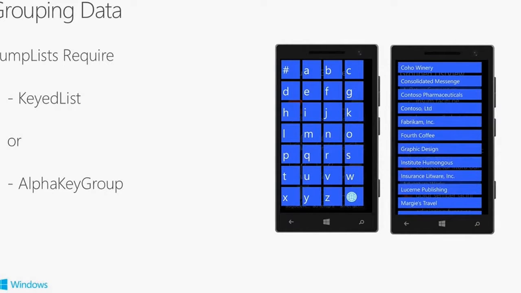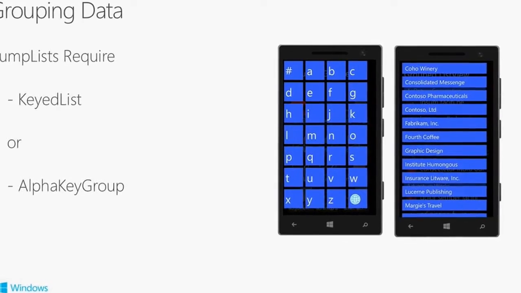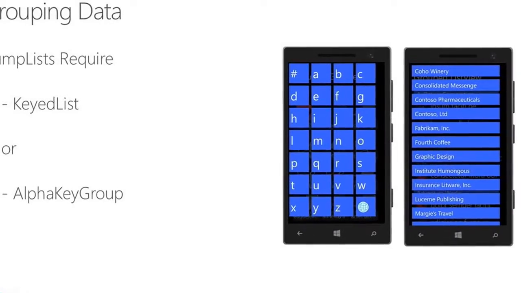So in addition, if you want the jump lists, and you do, then there are two kinds of jump lists. There's a keyed list, which is what you see over on the right-hand side, where we see a pile of businesses, Fabrikam, Contoso, Fourth Coffee, Graphic Design, and they're aligned in a list. The other kind of jump list we can have is an alpha key group, and that's an alphabetic group where we've arranged all of our items alphabetically, and we can navigate through them from A to Z, much like we would in the contacts portion of the native contacts application.